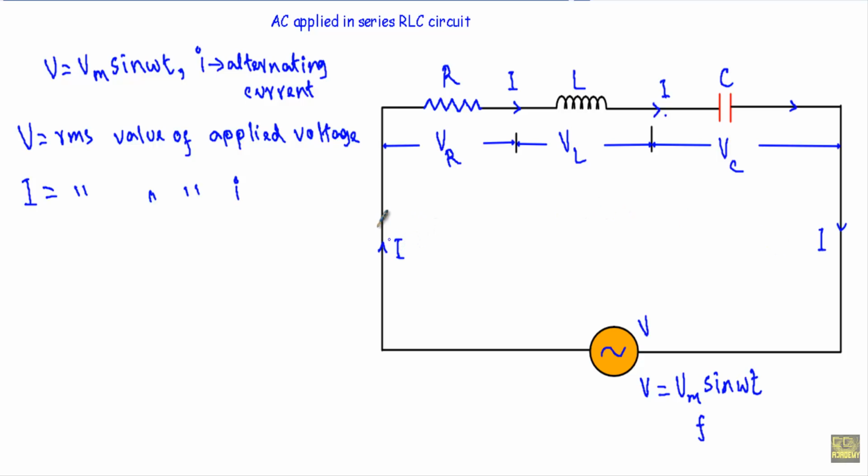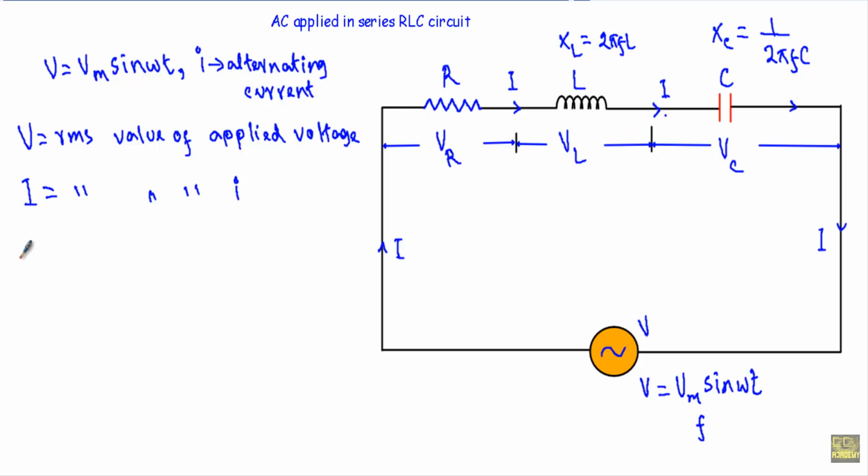As the current I is flowing in the circuit, the total ohmic opposition offered by the inductance will be XL. XL is equal to 2 pi FL, the inductive reactance, and the total opposition to the current flow offered by this capacitance will be XC. XC is equal to 1 by 2 pi FC ohm, the capacitive reactance. As this is a series circuit, current will remain the same all over the circuit, but the applied voltage will divide throughout the components.